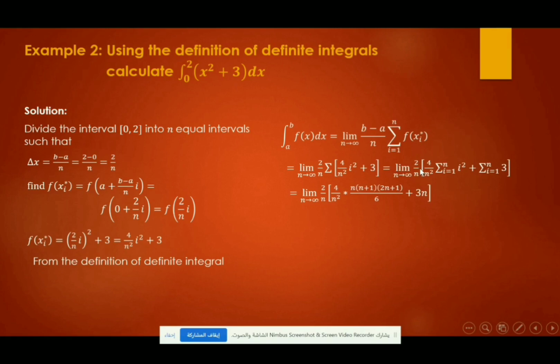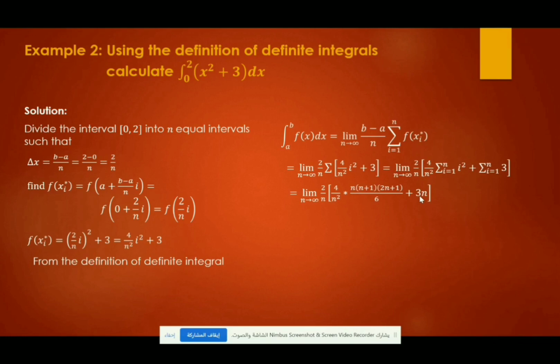And then, according to the properties of summation, each common term goes outside as a common factor, like 4 over n squared, because it doesn't have i. And the i stays inside with the summation. Plus, the 3 is constant, and we're going to use for it the first property: any summation of a constant is multiplied later on by n. This is the first property.